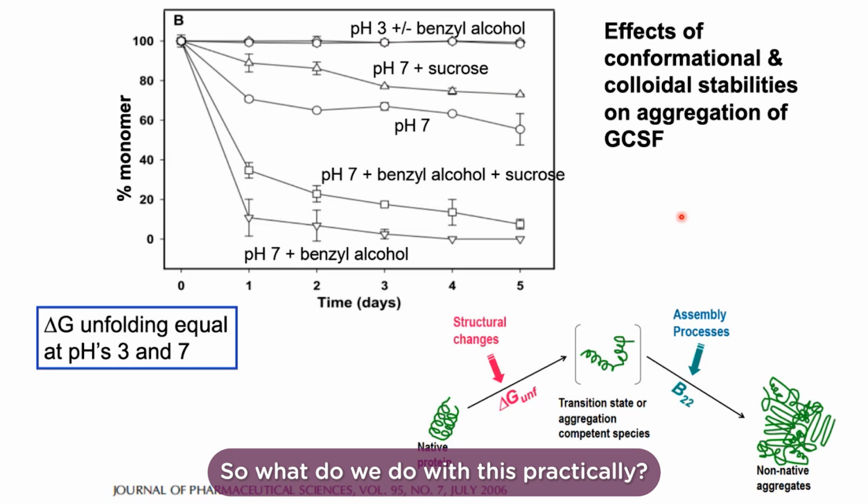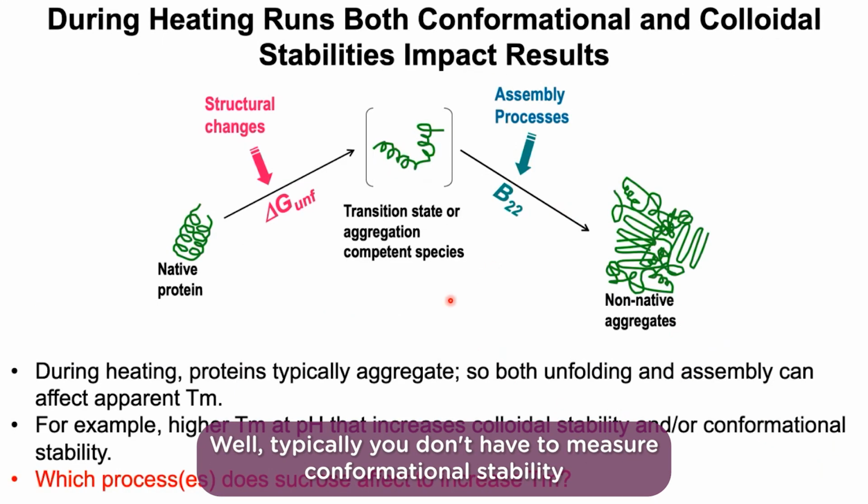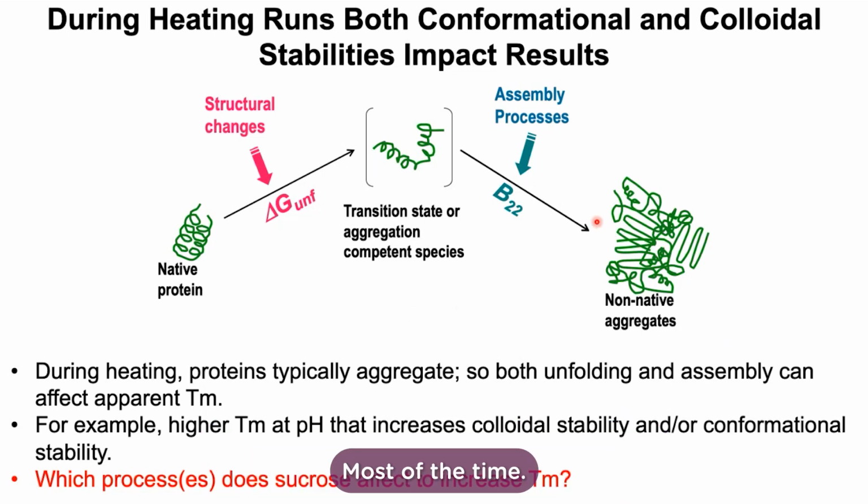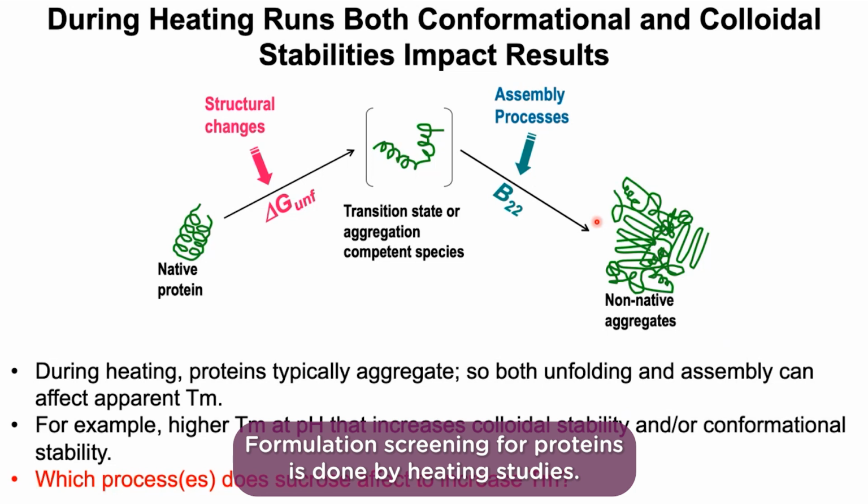So what do we do with this practically? Well, typically you don't have to measure conformational stability and colloidal stability separately. Most of the time, formulation screening for proteins is done by heating studies.